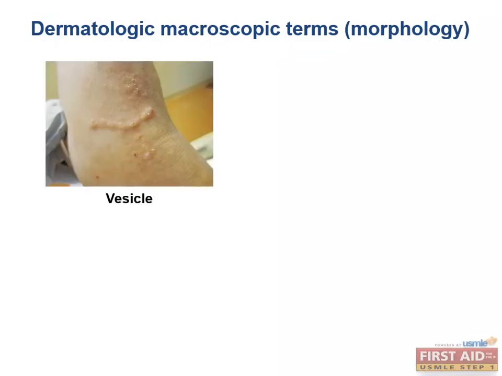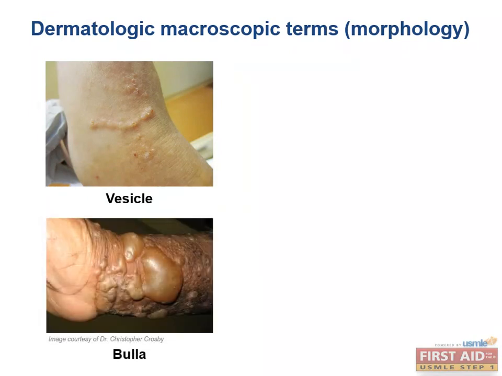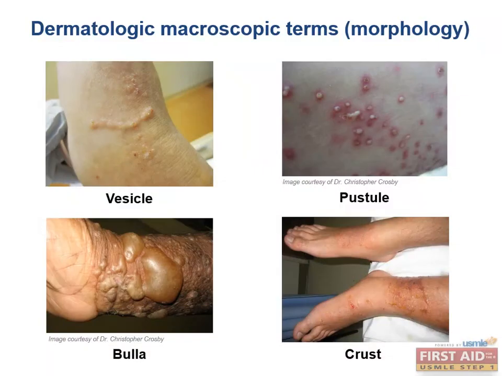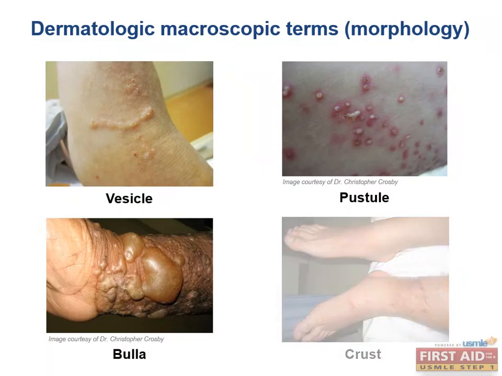The size. A vesicle is classically just a smaller, fluid-filled blister, like you would see in chickenpox. If it were bigger, it'd be called a bulla. If a blister is filled with pus, then it's called a pustule. If any of these were to pop and then dry over, it would form what's called a crust, a common finding described in impetigo, which we'll discuss later.